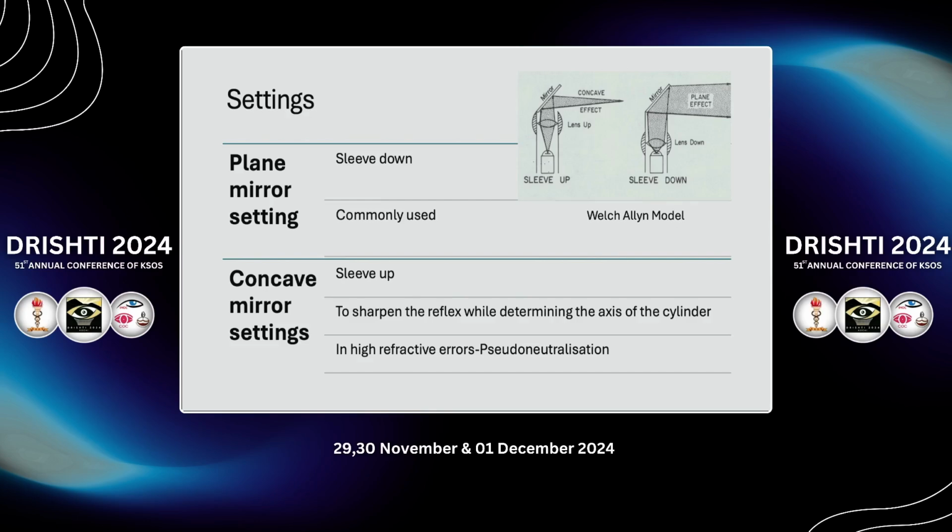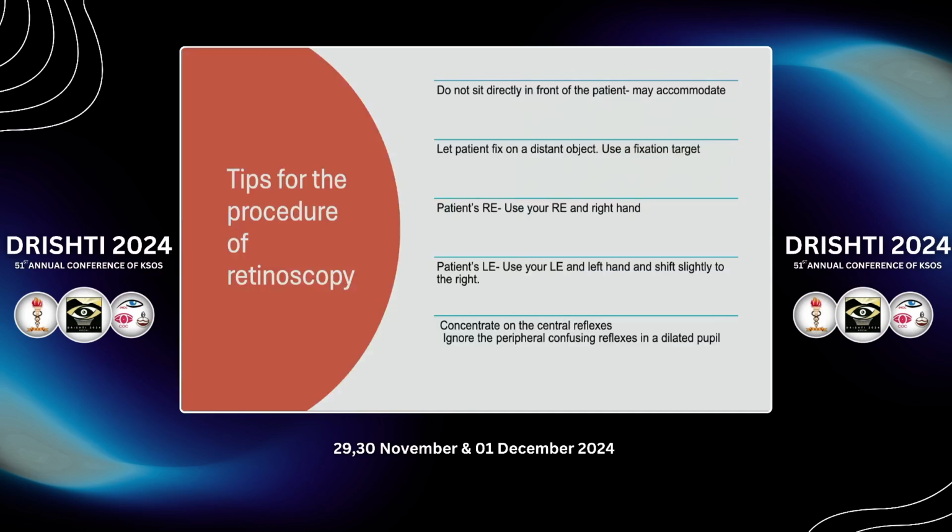With a plane mirror, you get a broader reflex. With a concave mirror, you get like a thin streak. So it helps to find the axis of the cylinder. In high refractive errors, there's a thing that's called pseudo-neutralization. I'll explain that later. So a few tips for the procedure of retinoscopy.